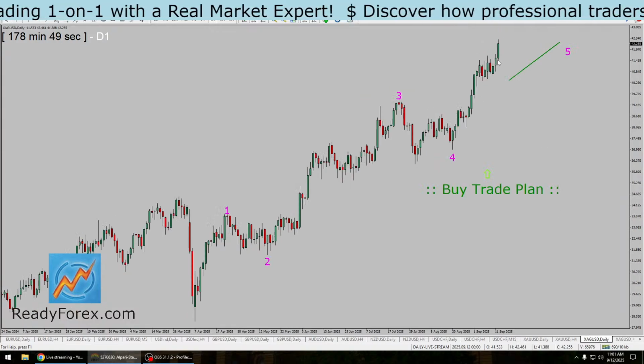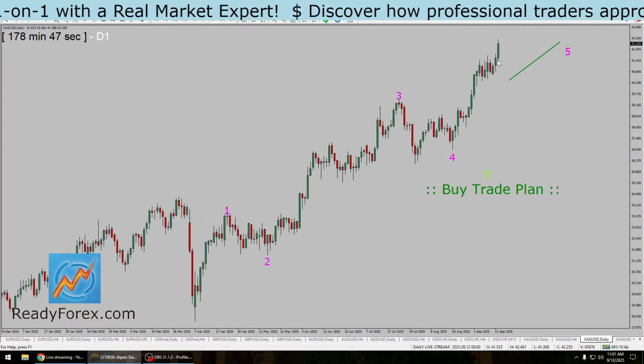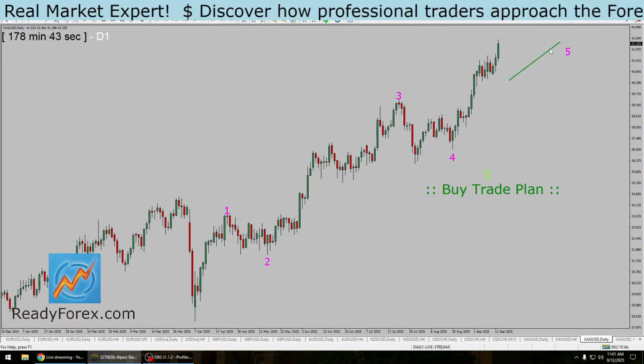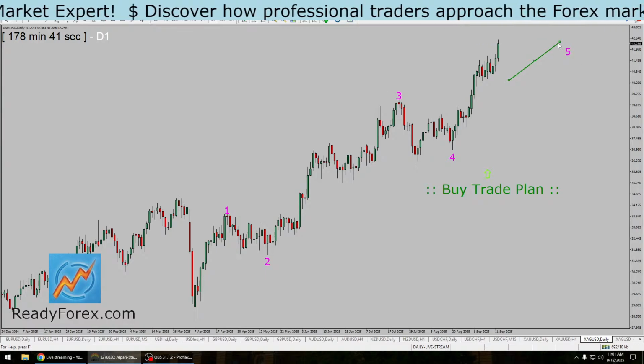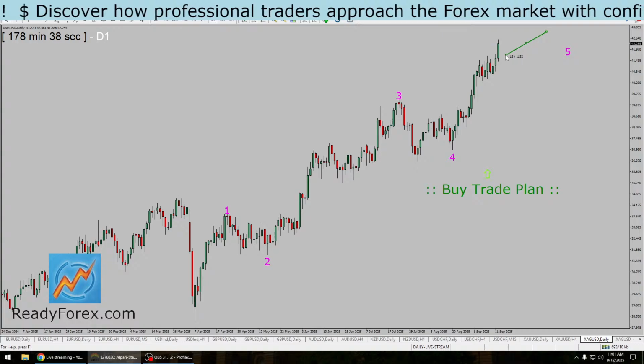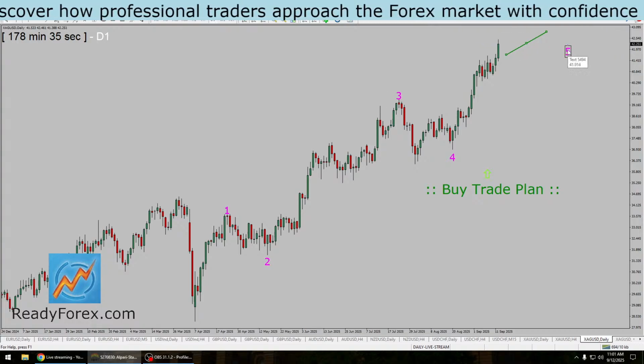Next one is the silver. Silver is going up as expected, and I expect more upside. It's not going to stop. Expect more upside in XAG USD pair. Uptrend, bullish trend going on over here in silver.